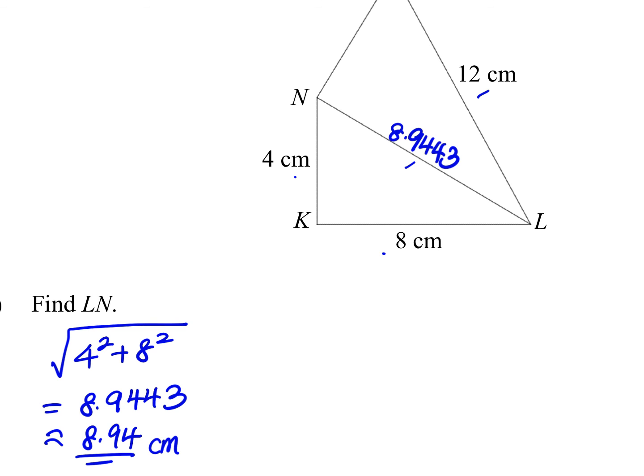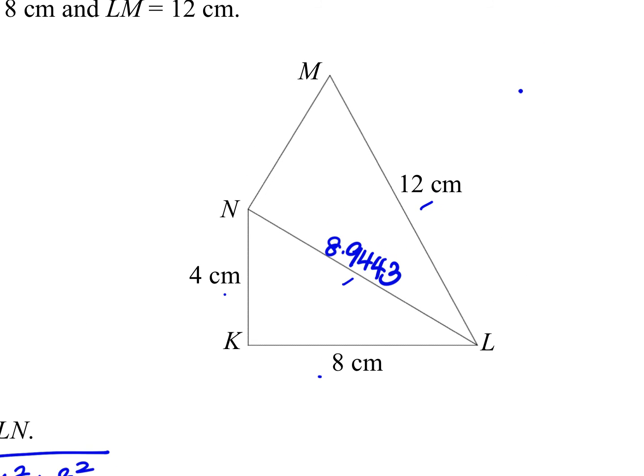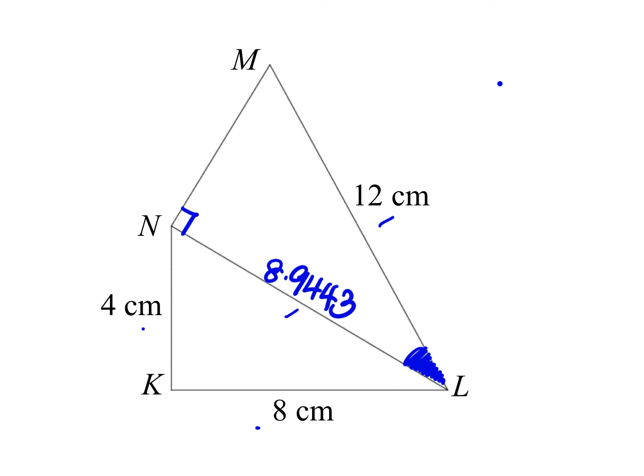Then later I'll ask shorter one. So I know this already, 8.9443. We're going to plug in our information. Then next, they ask me to find angle MLN. This is my angle, 90 degrees here, right? So let's see. Somebody help me label the different parts. Next person, this one, this is my angle.